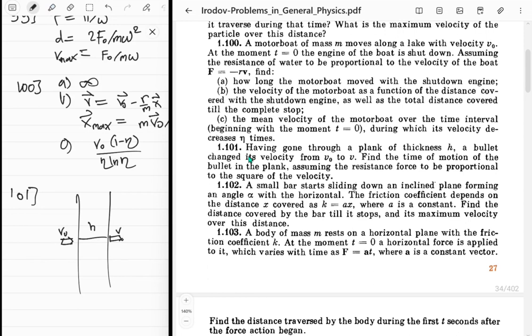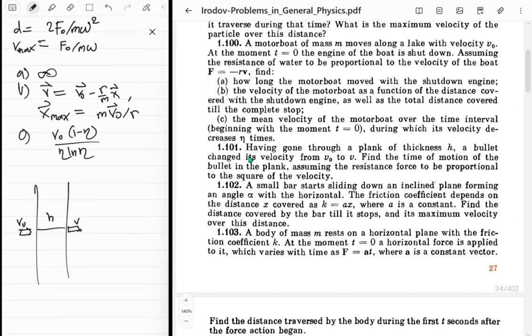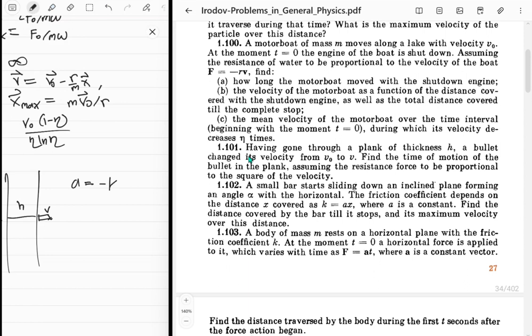Find the time of motion of the bullet in the plank, assuming the resistance force to be proportional to the square of velocity. So the force is proportional to the square of velocity, and acceleration is also proportional to the square of velocity. So acceleration is equal to negative, because of course it's retarding, negative some kind of constant k times v squared.